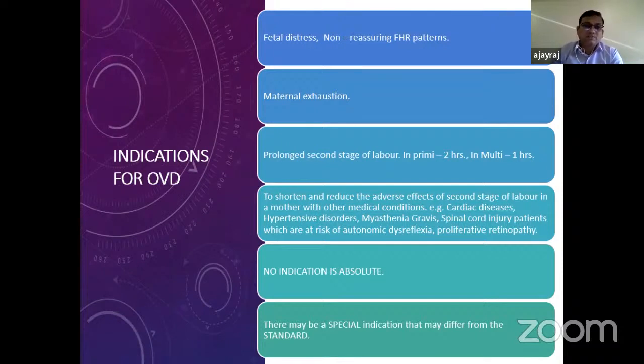These are examples, but the important thing is that no indication is absolute and it can differ from patient to patient. If the clinician thinks that it is the time for an operative vaginal delivery, then he can opt for operative vaginal delivery. That is the choice of the clinician.